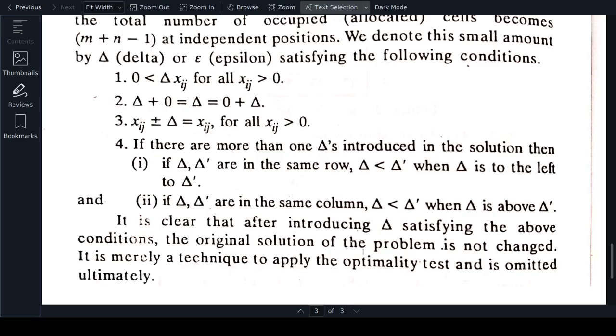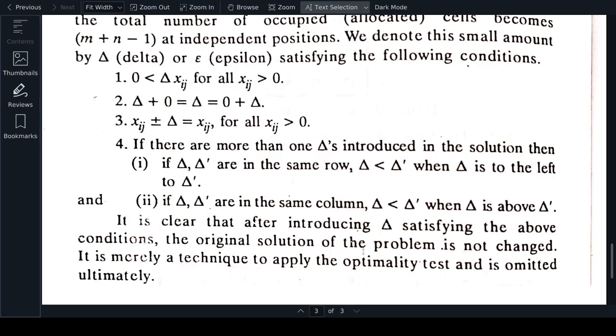Sometimes what happens? Here there are 5 allocations and m plus n minus 1 is equal to 6. So here you see one deficiency. Give one delta, right? If the number of allocations is suppose 4 and m plus n minus 1 equals 6, then we need two allocations. Two allocations means one is delta, another one is delta dash.